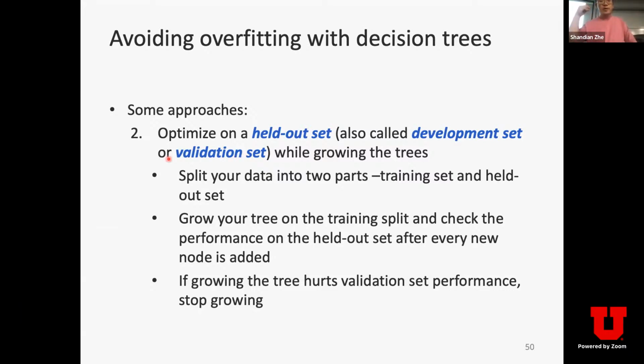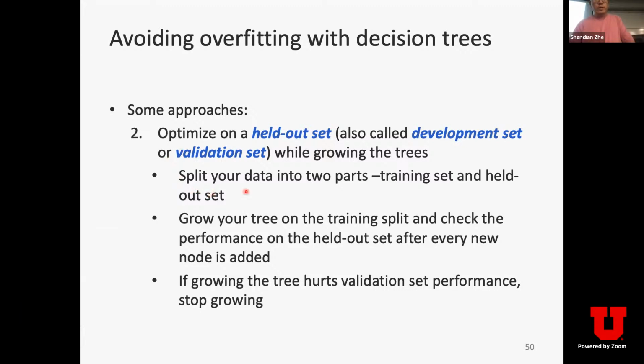If the accuracy on the held out set improves, it looks like growing the tree in this way helps improve the generalization performance, so I allow the tree to have these new branches and nodes. Otherwise, if the accuracy on the held out set decreases, meaning these additional nodes and branches actually deteriorate the generalization performance, then I reject adding those nodes and branches and stop growing, and that's it.